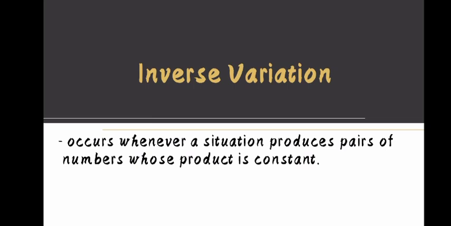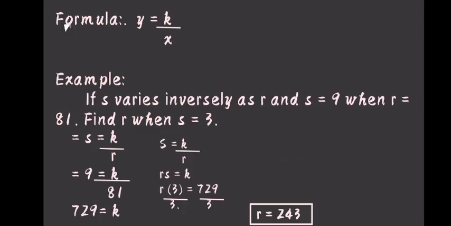Inverse variation occurs whenever a situation produces pairs of numbers whose product is constant. Formula: y = k over x. Example: if s varies inversely as r and s = 9 when r = 81, find r when s = 3.